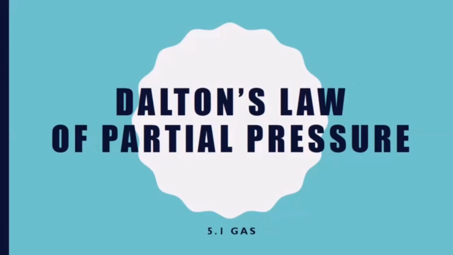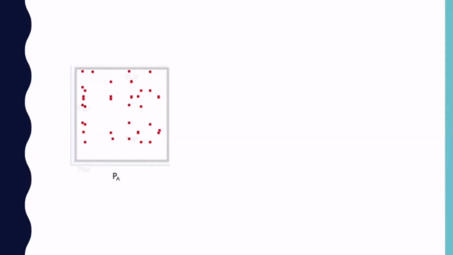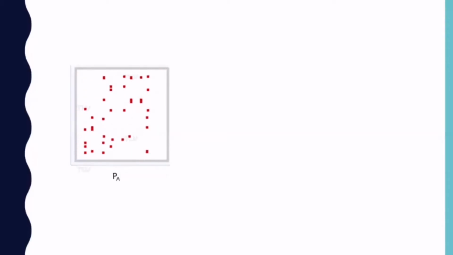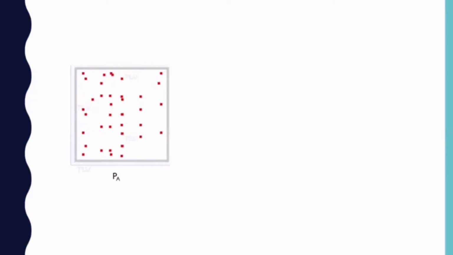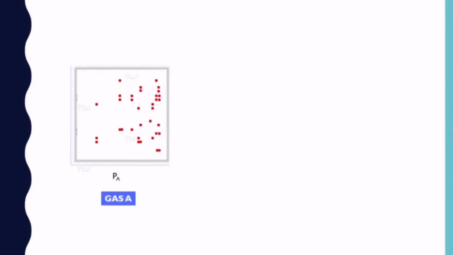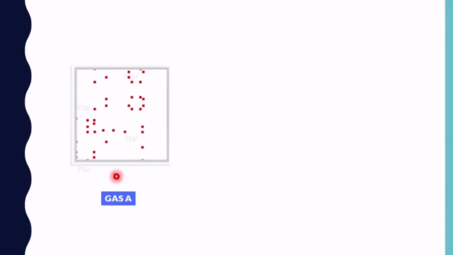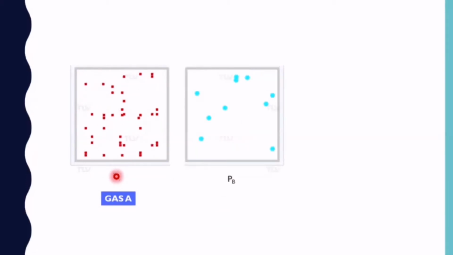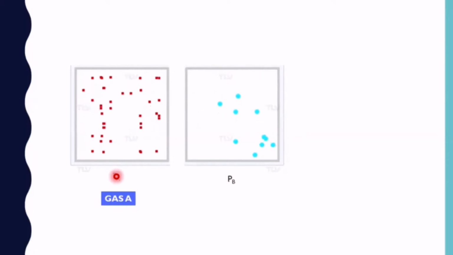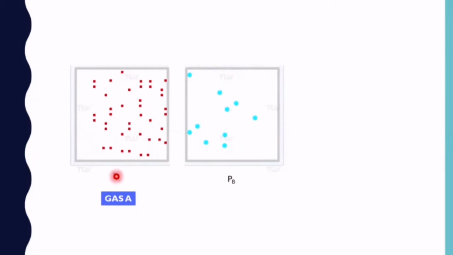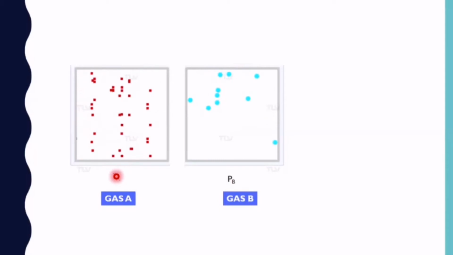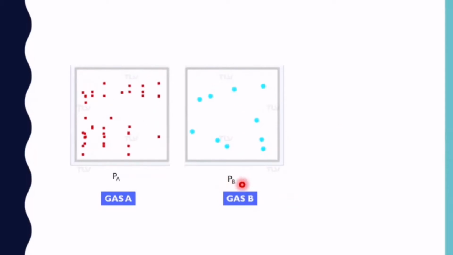Dalton's law of partial pressure. If I have gas A in a container, the pressure in the container is exerted by gas A, and I will write it as PA. If I have gas B in the same container, the pressure in the container is exerted by gas B, and I will write it as PB.